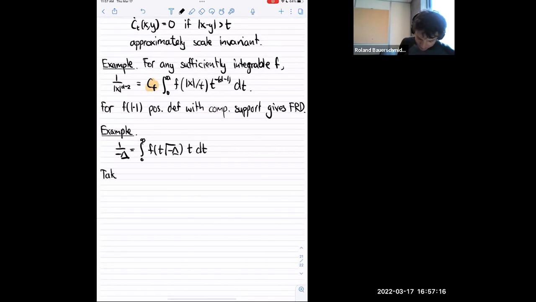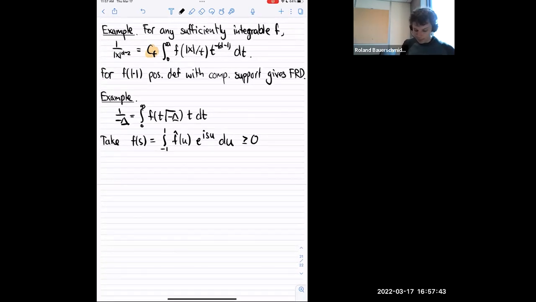Now take this function f, not the same as above, but you take f to have compact support in Fourier space. So f is a real-valued function on the real line. You take it to have Fourier support in minus 1, 1. You can also take it positive by convolving the Fourier transform with itself, similar to before.